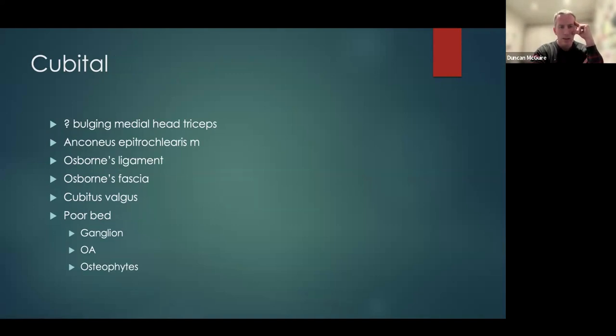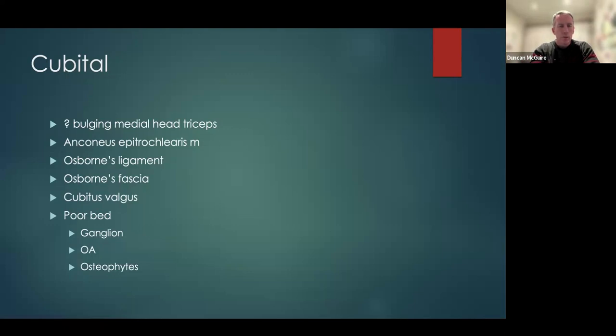But the most common place is at Osborne's ligament and Osborne's fascia. They're a bit difficult to really distinguish which is which, and there's not really a complete agreement if you read different textbooks. But basically, Osborne's ligament runs from the olecranon across onto the medial epicondyle. So it's basically the roof of the cubital tunnel, and then that becomes Osborne's fascia, which really starts around where it starts entering the FCU. So those are the two common places for it to be trapped at the elbow.